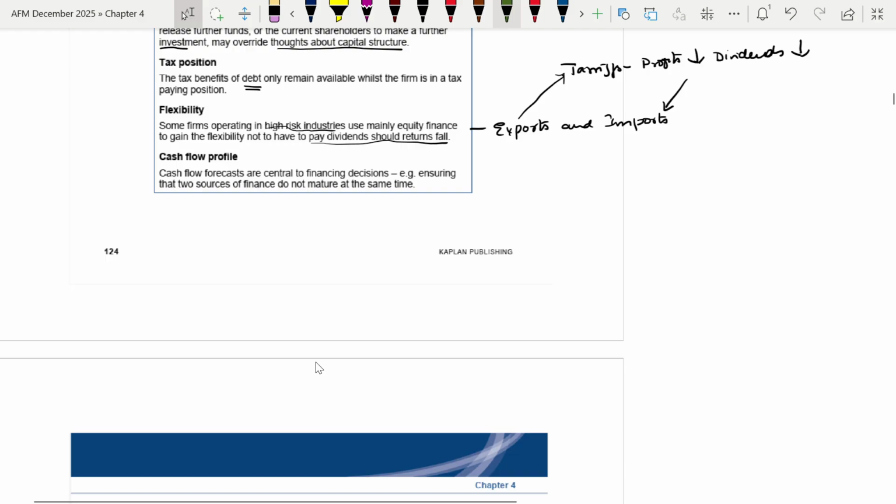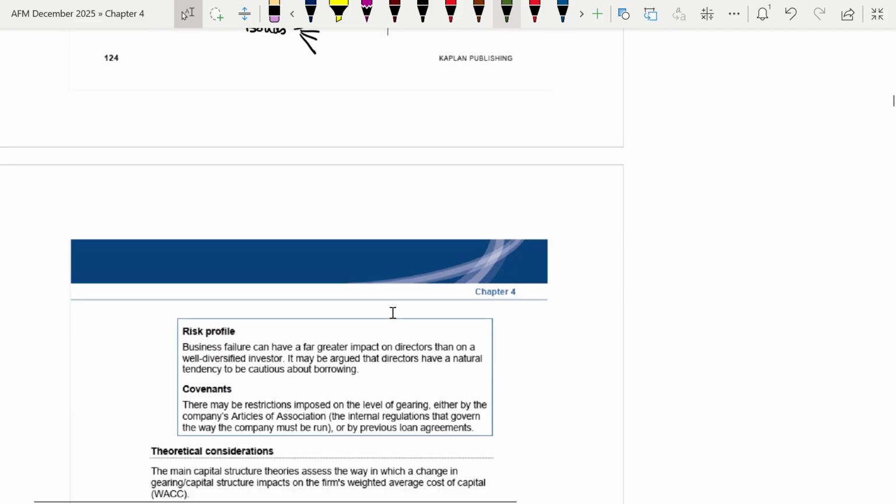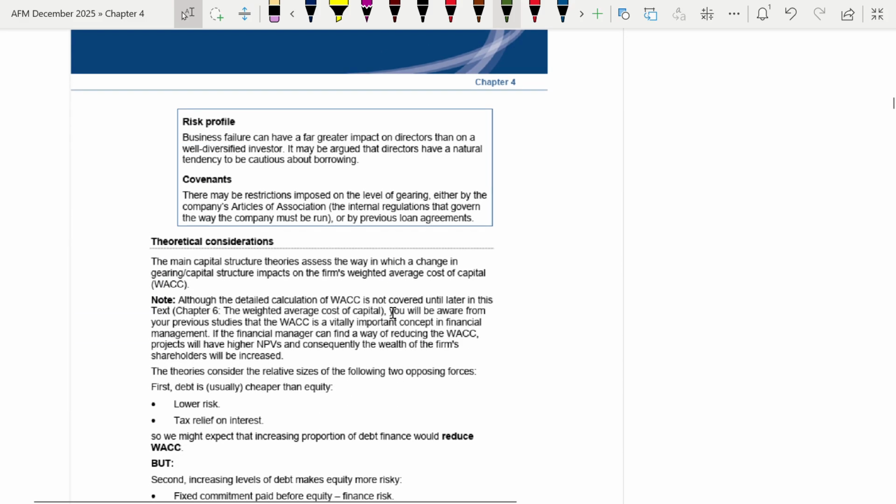Cash flow forecasts are central to finance decisions and to ensuring two sources of finance do not mature at the same time. Whenever you are taking different types of bonds, different types of bonds will have a different duration. Definitely, two things will never mature at the same time. These are very clear.